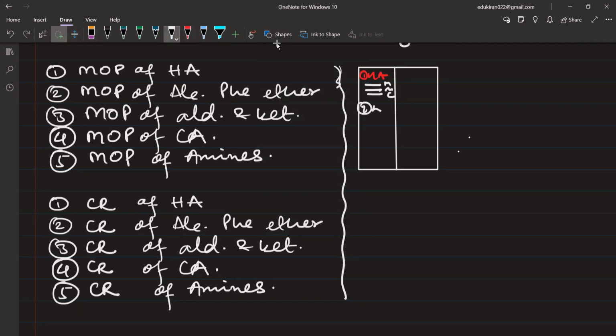ये आपको किसके लिए है? Name reaction के लिए. Then you will make another sheet.